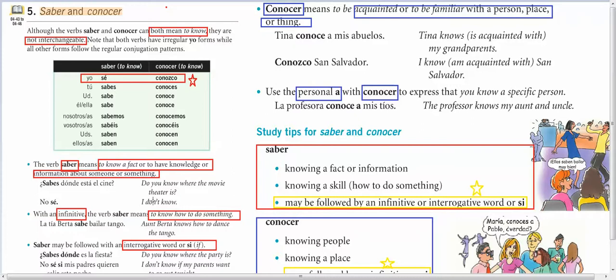So that's knowing information. Often when you see a question word, and you're trying to decide whether you should use saber or conocer, if there's a question word beside your blank, like dónde, quién, etc., then you're going to use saber, because whenever you use those question words, you're knowing information or a fact about something.